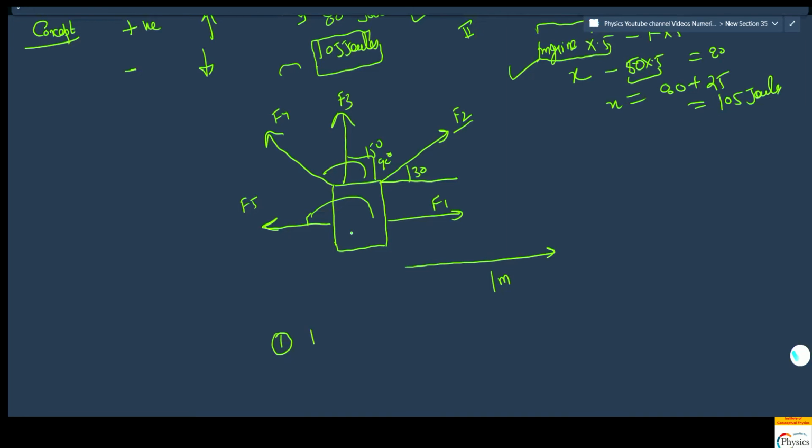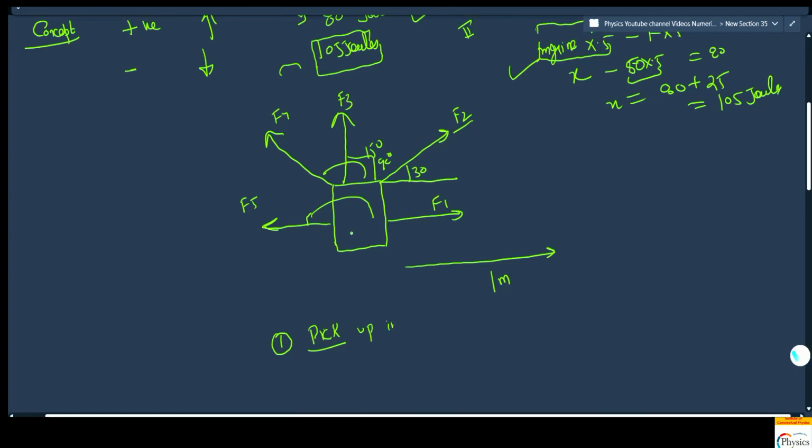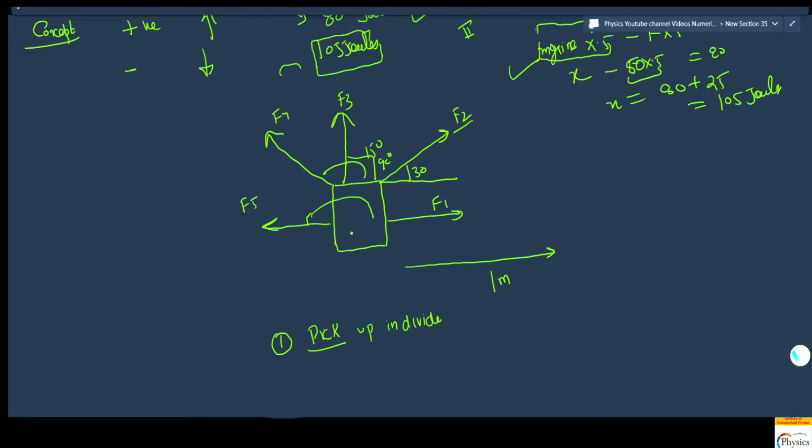What you do is pick up individual forces. So I'm just summarizing. Pick up individual forces, all right?